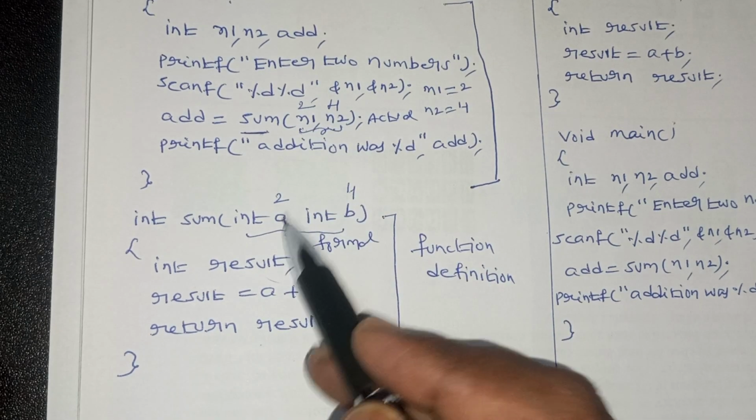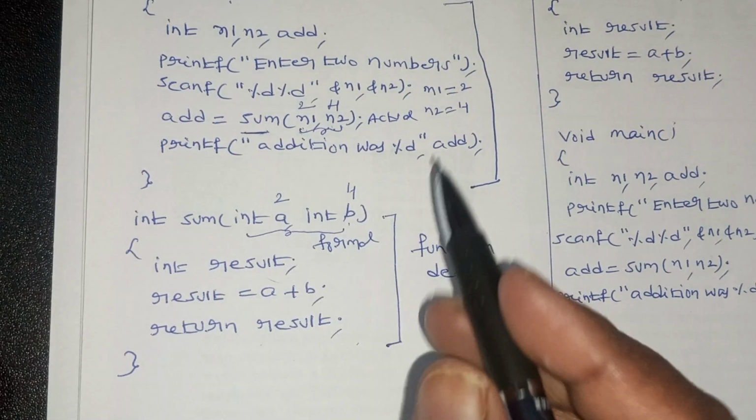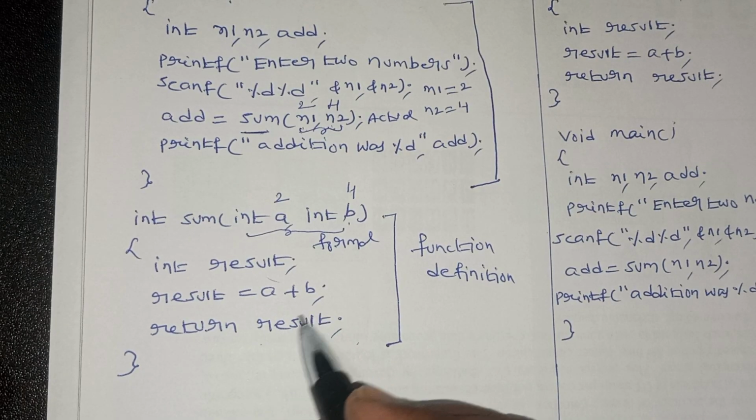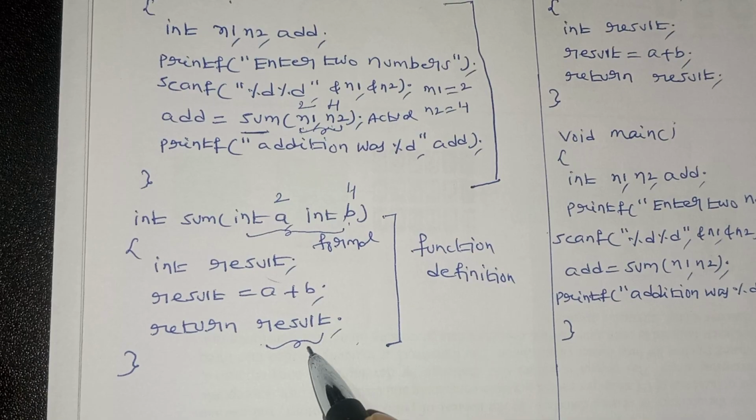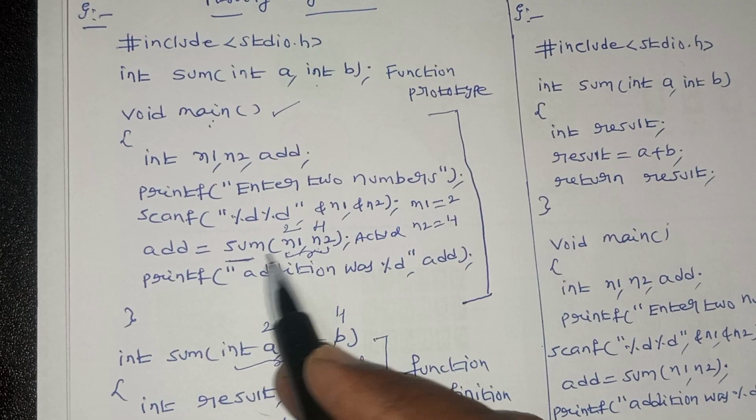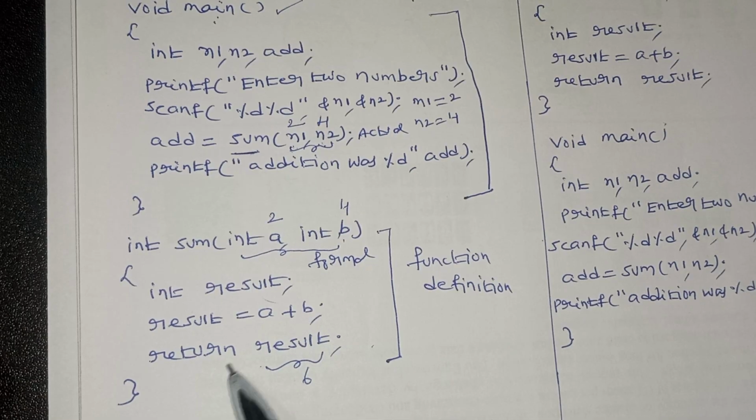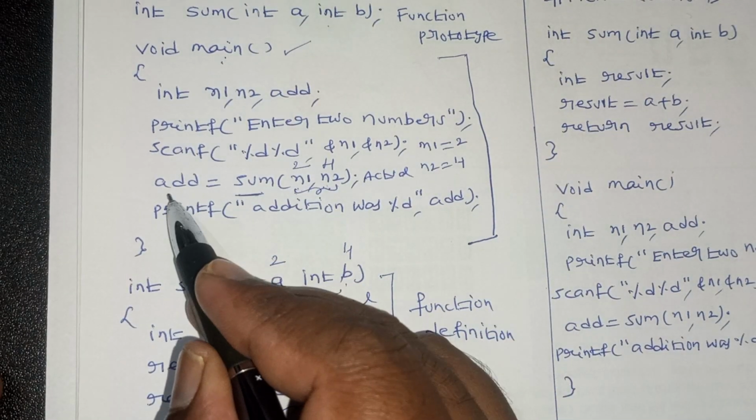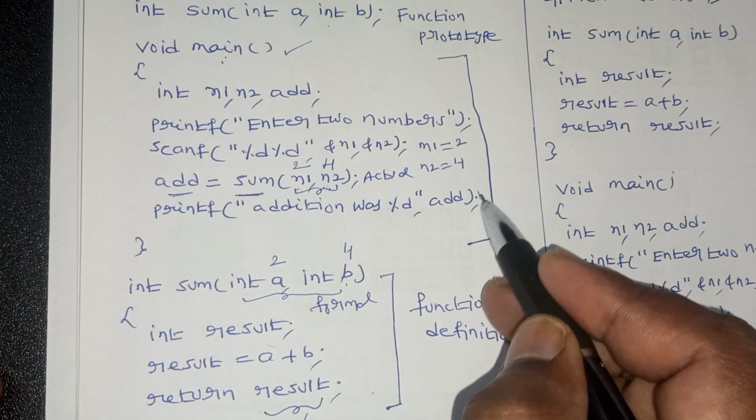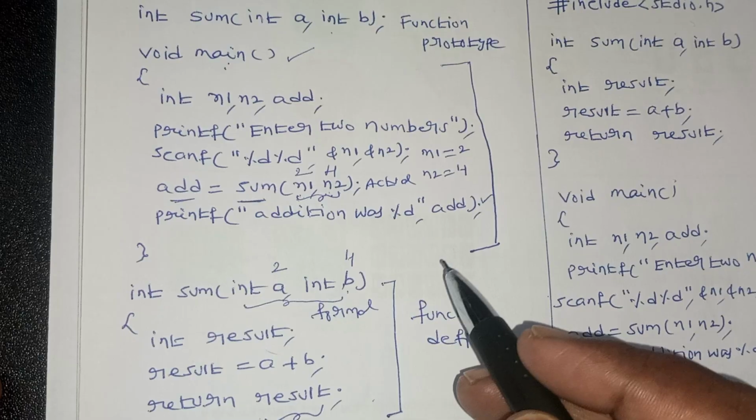Now n1 equal to 2, n2 equal to 4, a equal to 2, b equal to 4. So result equal to 2 plus 4, which is equal to 6, return 6. I am returning the value back. Then what will happen here? Add equal to 6. Why? Because I am making the addition of two numbers. I am returning back to this location. Now what is add? Add equal to the sum of the two numbers, which is equal to 6. I am going to print the add variable. That is what you have to make a note.